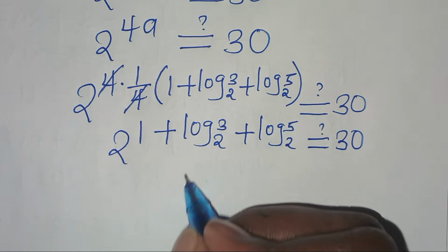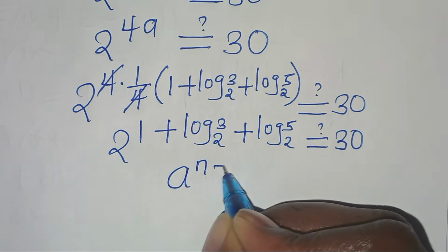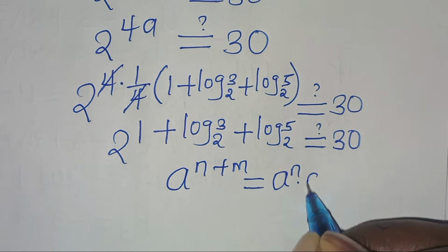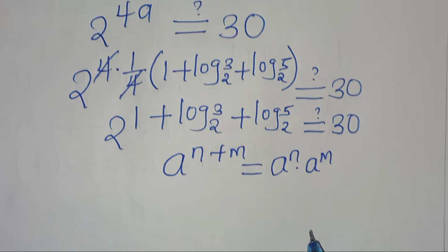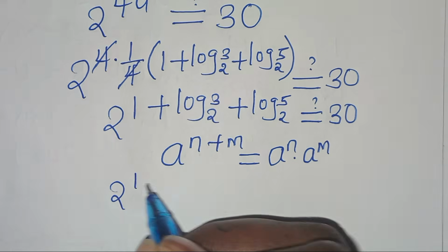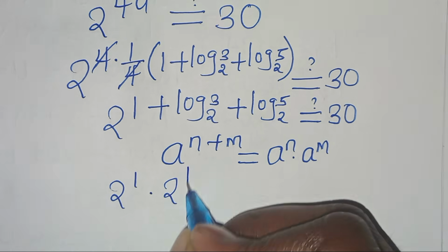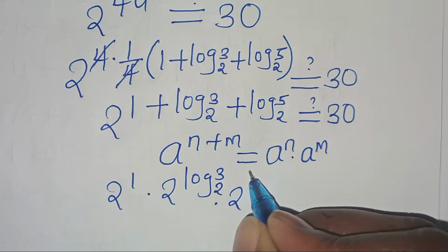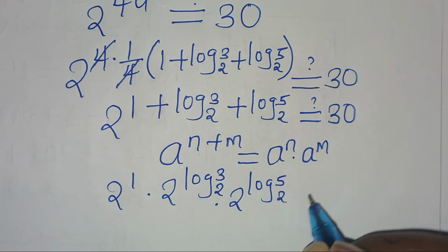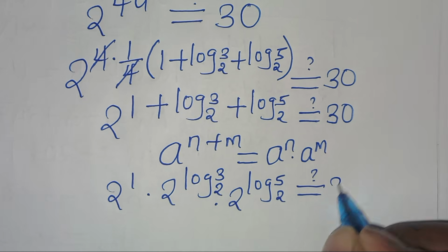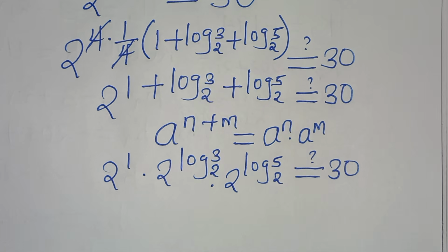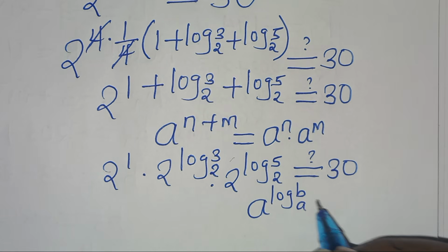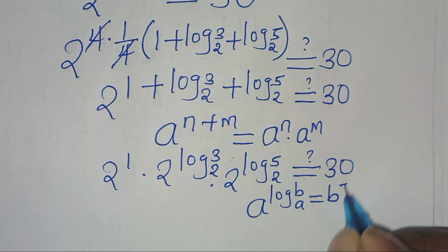Now this is in the form of a to the power of n plus m, which can be expressed as a to the power of n multiplying by a to the power of m. Now we have 2 to the power of 1 times 2 to the power of log 3 to base 2 multiplying by 2 to the power of log 5 to base 2. This is supposed to give us a value of 30. Now, this is in the form of a to the power of log b to base a, which is supposed to give us a value of b.